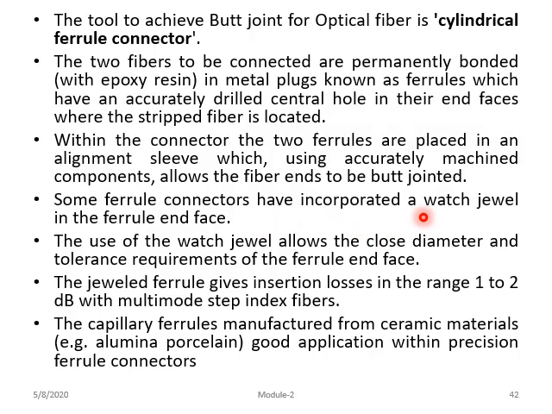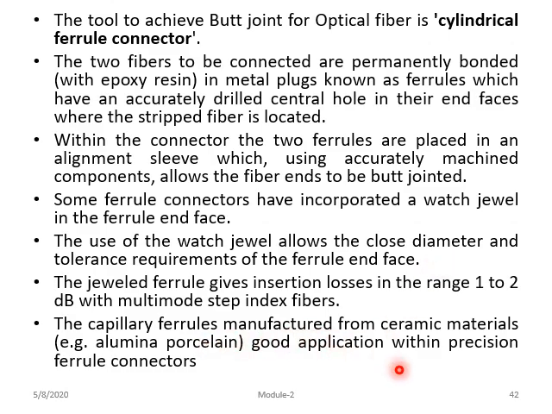Some ferrule connectors have incorporated watch jewel in the ferrule end faces. That is one of the types of watch jewel that can be used in a ferrule. The use of the watch jewel allows the close diameter and tolerance requirement of the ferrule end faces. That is the advantage if I use a watch jewel. The jeweled ferrule gives an insertion loss in the range of 1 to 2 dB, so loss is much reduced compared to the earlier case.